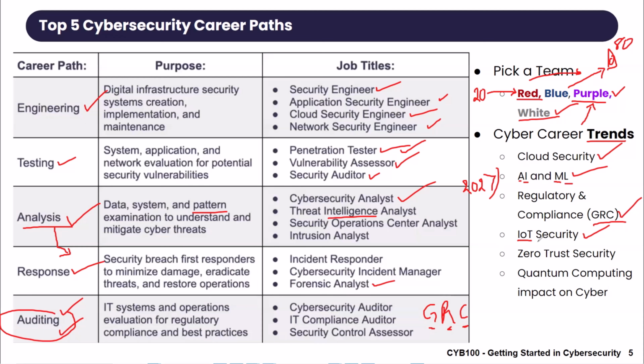I have a friend who did a PhD in IoT, and he works for Microsoft now, and he's making over $300,000 a year. He's a researcher, so he's doing pretty good for himself.